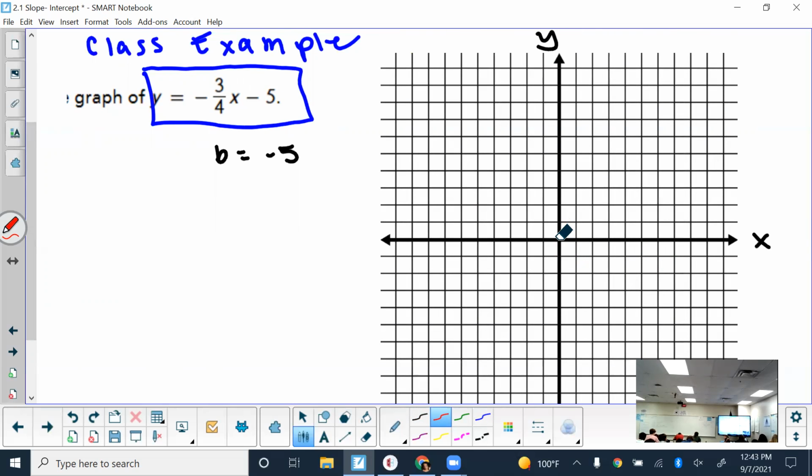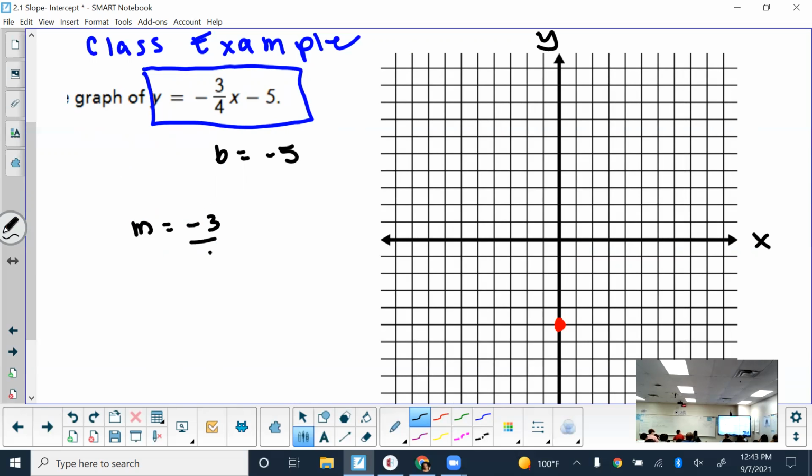So from your origin, are you going up 5 or down 5? Down 5. Good. So 1, 2, 3, 4, 5. All right. Now third step. Use your rise over run to find your next point. What's my rise over run?